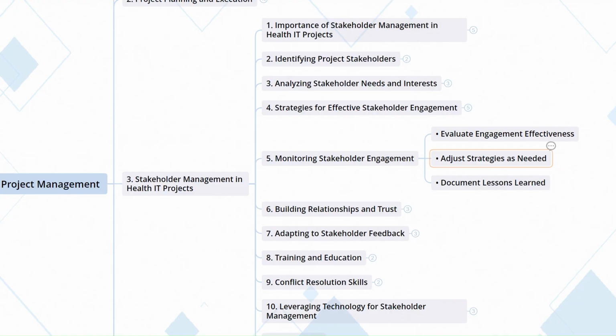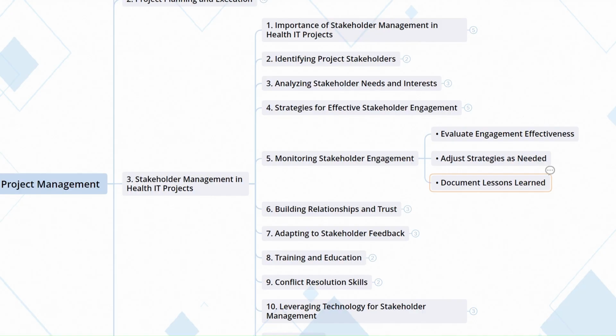Next, adjusting strategies as needed. Being flexible in stakeholder management approaches allows for a responsive and adaptive framework. Stakeholders' needs can evolve, and being transparent about changes keeps everyone informed.